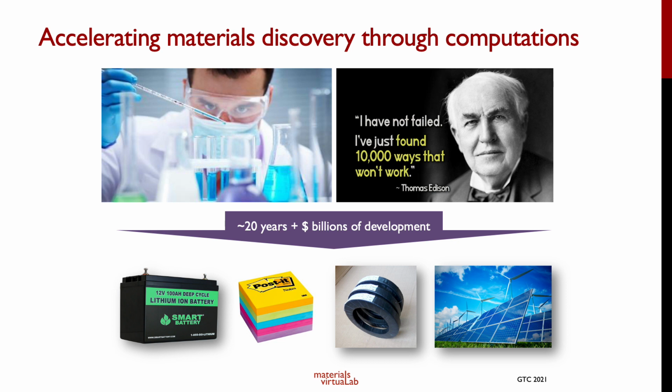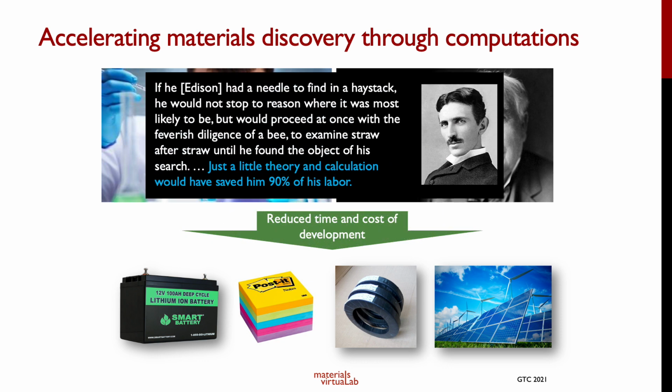Now, Thomas Edison has a very famous rival, and that is, of course, Nikola Tesla. And Nikola Tesla was quite disparaging of Thomas Edison's approach. He basically said that if Edison had to find a needle in a haystack, he would basically look at every single piece of hay, but with just a little theory and calculation, we could have saved about 90% of his labor. Now, even Tesla could not have foreseen the computing power that we would have at our disposal today. And in fact, it's not just a little theory and calculation, but rather a little theory and a lot of calculation that can allow us to significantly accelerate the pace of new material discovery.